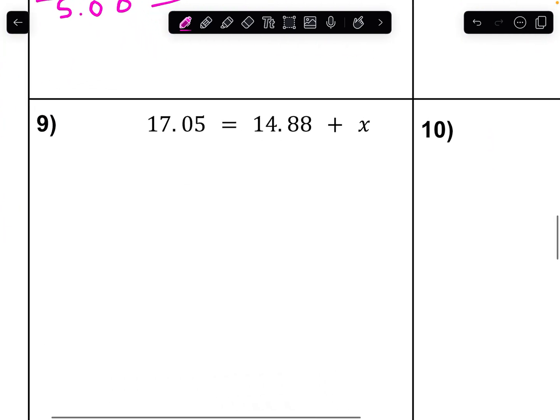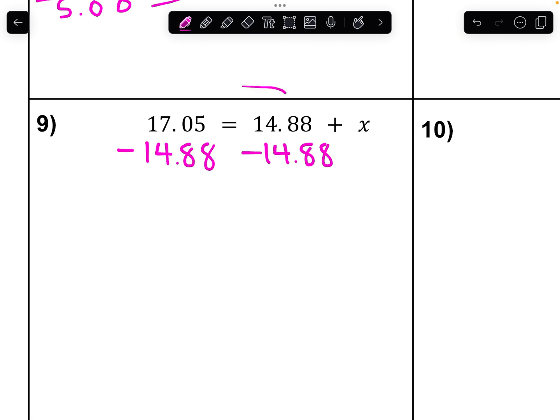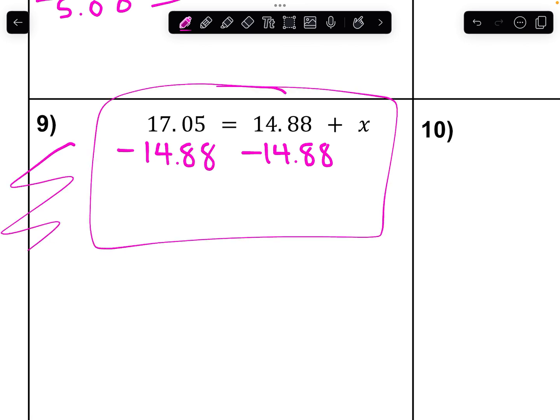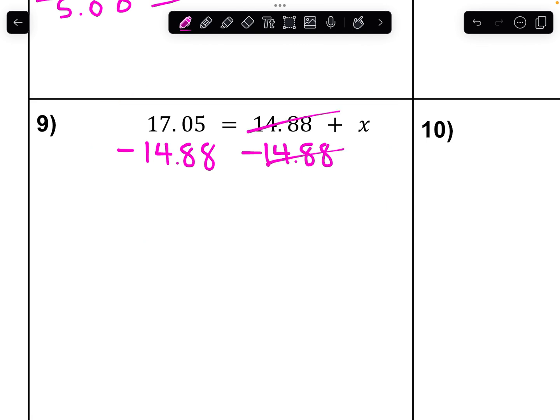Let's look at number 9. Whatever's with the x is what we have to target to get rid of. The opposite of add is subtract. Again, this is sacred space. We must do our work over here so that we are not messing up this beautiful area. And it's because there's going to be a whole lot more steps.